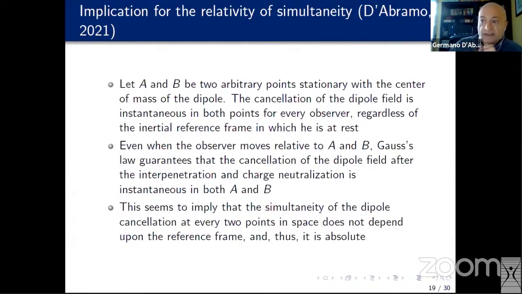Okay, obviously, what I have just said has strong implications for the relativity of simultaneity. It can be shown that Gauss's law guarantees that the cancellation or the generation of the dipole field is instantaneous at every two points in space when observed from any inertial reference frame. And therefore, it implies that simultaneity is absolute, at least for the generation or the cancellation of the electric field.